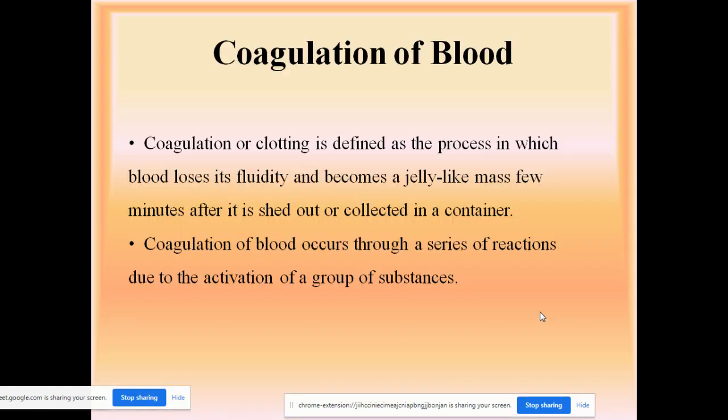So now we will see in detail what is coagulation of blood. It is otherwise called as clotting. Okay, it is a process in which blood loses its fluidity and becomes a jelly-like mass few minutes after it is shed out or collected in a container. நீங்க வந்து blood drop பண்ணி வெளியில கொஞ்ச நேரம் வெச்சாலோ, இல்ல நேச்சுரலாவே உள்ள இன்ஜுரி நடந்து blood loss ஆனாலோ, இமீடியட்டா நம்மளுக்கு God's gift, so that there is not much loss of blood.